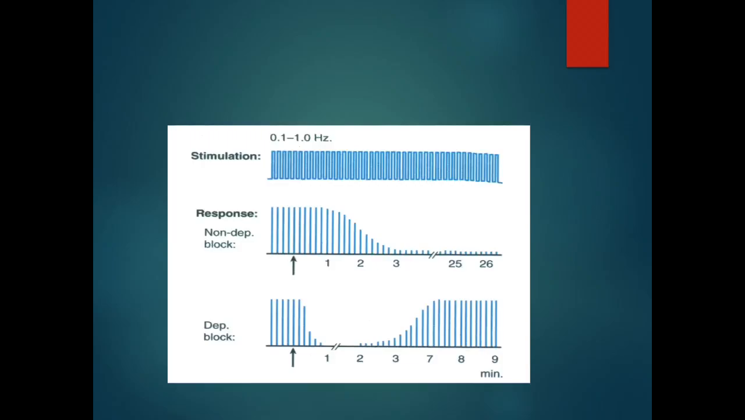Whereas, compare it with your depolarizing blockade. The depolarizing blockade initially has a twitch of the same response, but then within less than around 60 to 90 seconds, it totally disappears, only to reappear and get back to its original amplitude over a period of 3 to 5 minutes. So, in simple terms, the depolarizing blockade does not have any fading effect when compared to the non-depolarizing blockade. That is a major difference that you can see over here.